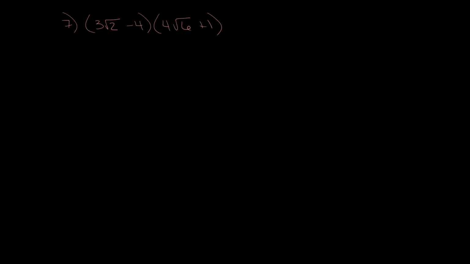All right, now we're going to multiply a binomial times a binomial with distribution. So we're just going to use the distributive property.